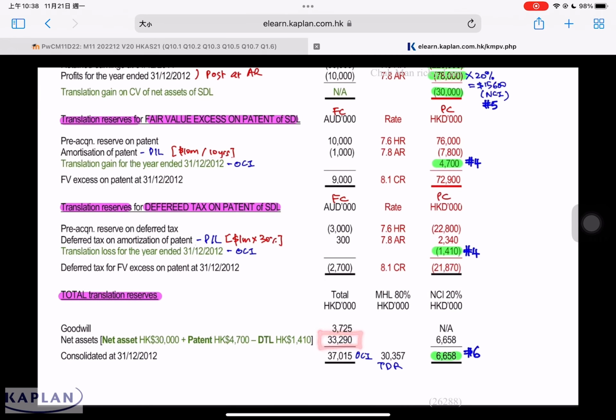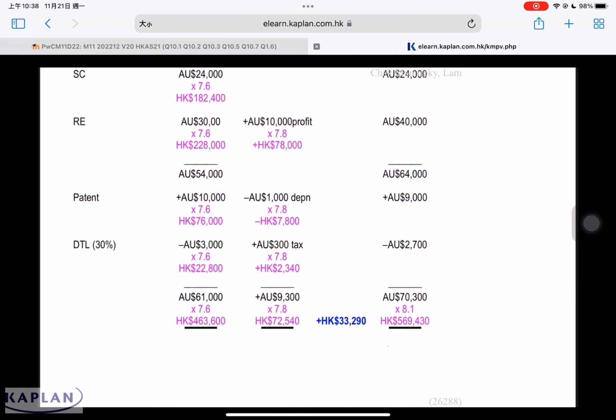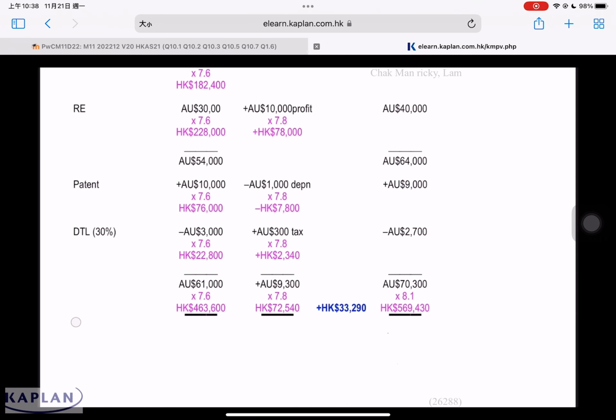There's one more item to complete this working, obviously the goodwill. Goodwill at the acquisition date is recorded at 7,450. Goodwill at the year end is also recorded at 7,450. Goodwill at the acquisition date is translated using 7.6, equal to Hong Kong dollar 56,620. The same goodwill is translated at the year end using the closing rate. So that gives us 60,345.